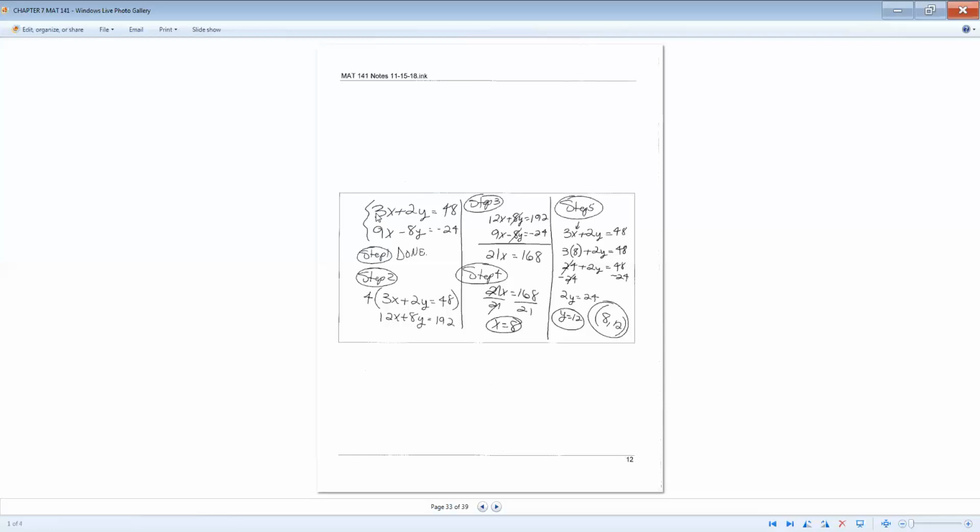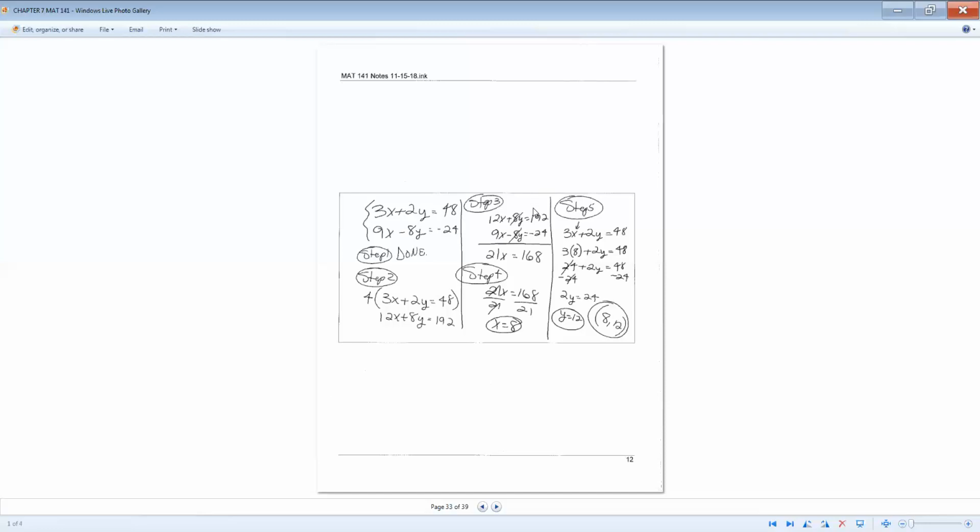So I will multiply this whole equation. You cannot just multiply one term. I multiply the whole equation by 4 so that I can have an 8y sitting in front, just like I have a negative 8y here. All right. So multiply the equation by 4. I have 12x plus 8y equal to 192. Now I'm going to add that to, that's my new equation 1, my new top equation, 12x plus 8y equal to 192. Now add that to the 9x minus 8y equal to negative 24.